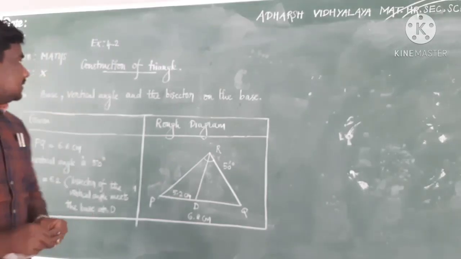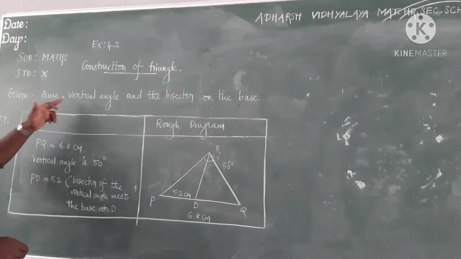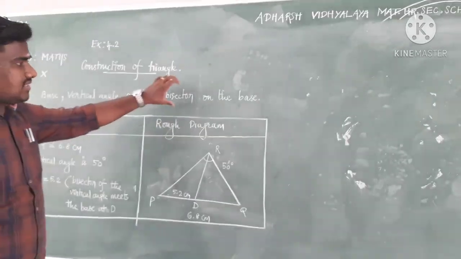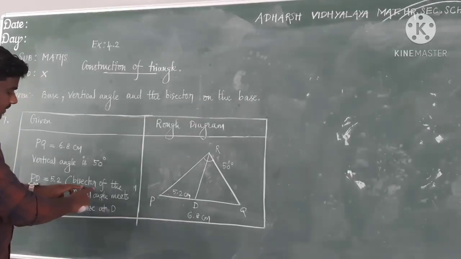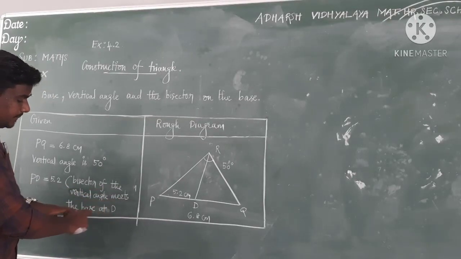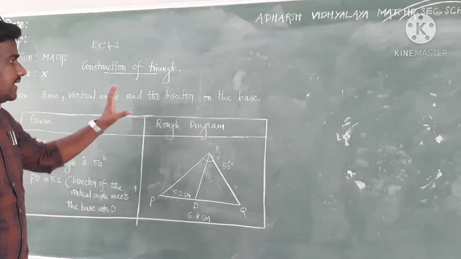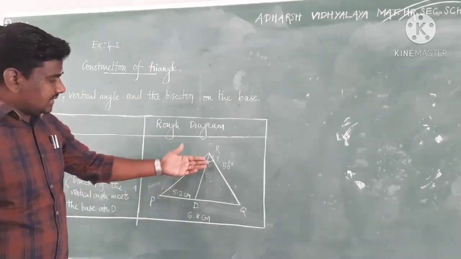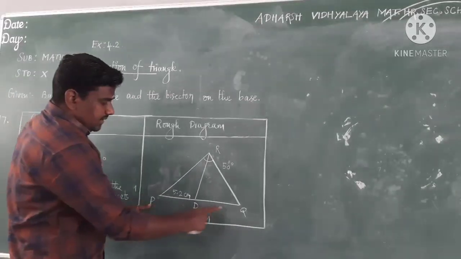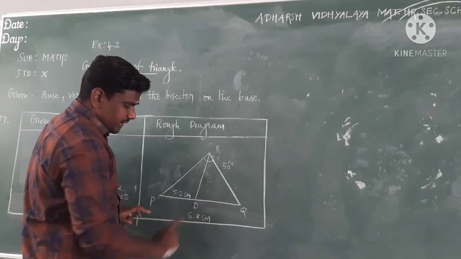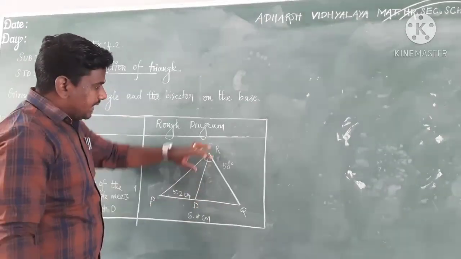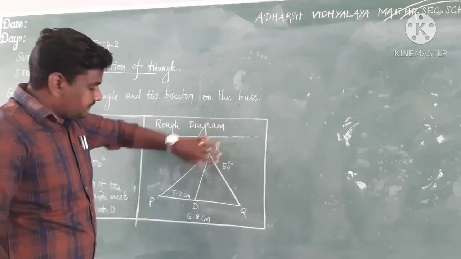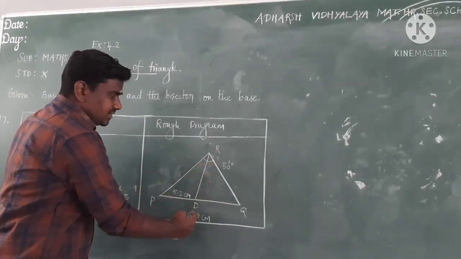Next, base, vertical angle and bisector. It means the bisector of the vertical angle meets the base at D. These three are given, so how do we construct the triangle? Listen, look at the rough diagram. This PQ is the base, that means 6.8 centimeter is given, and R is the vertical angle. This RD is the bisector.